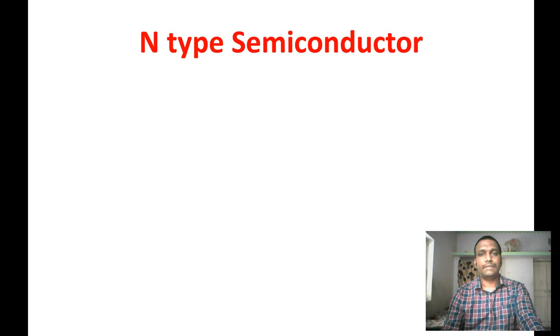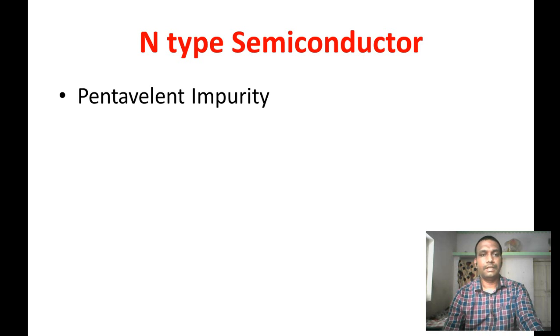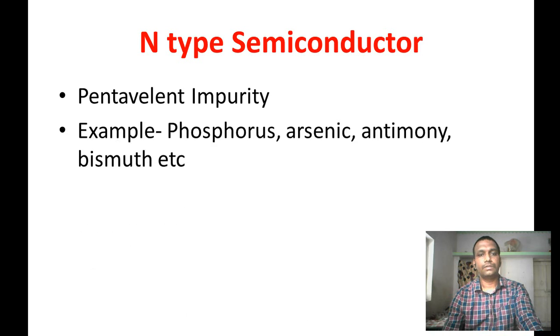What does n-type semiconductor mean? An n-type semiconductor has a pentavalent impurity. Similar to the p-type, these elements have 5 electrons in the outer orbit, so this is called a pentavalent impurity. Which elements have 5 electrons in the outer orbit? These are phosphorus, arsenic, antimony, and bismuth. These are some examples of pentavalent impurities.